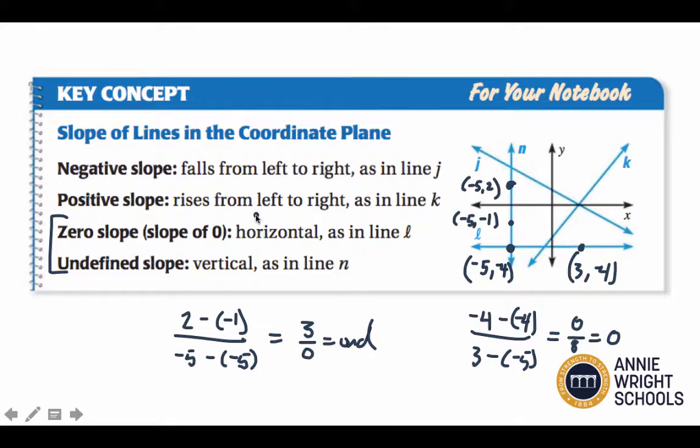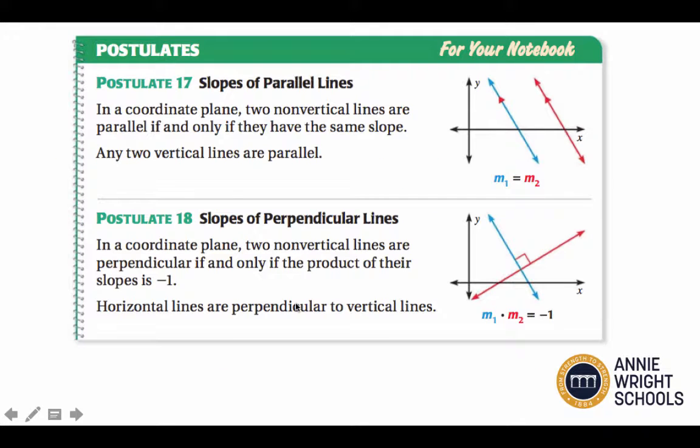What is helpful is knowing that a horizontal line will always have the equation y equals a number, and a vertical line will always have the equation x equals a number. It's important to say that zero slope is different than no slope. Another important attribute, the book that we're using calls these postulates.